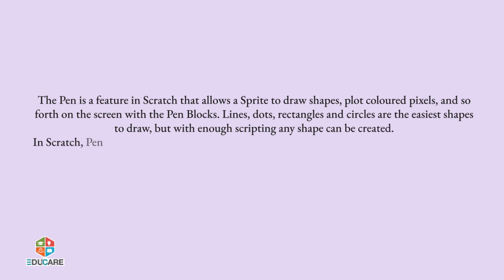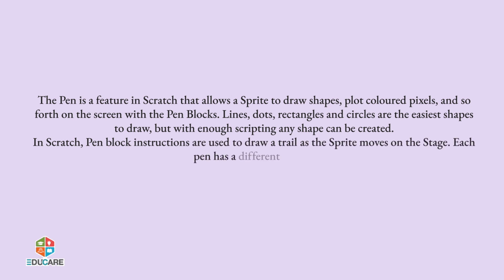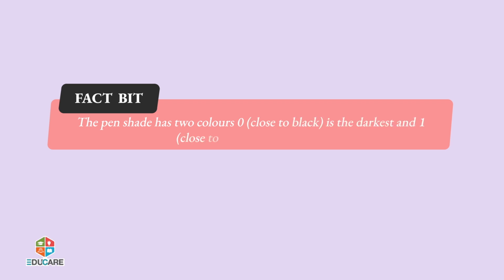In Scratch, pen block instructions are used to draw a trail as the sprite moves on the stage. Each pen has a different color. Fact bit: the pen shade has two extremes. 0, close to black, is the darkest, and 1, close to white, is the lightest.